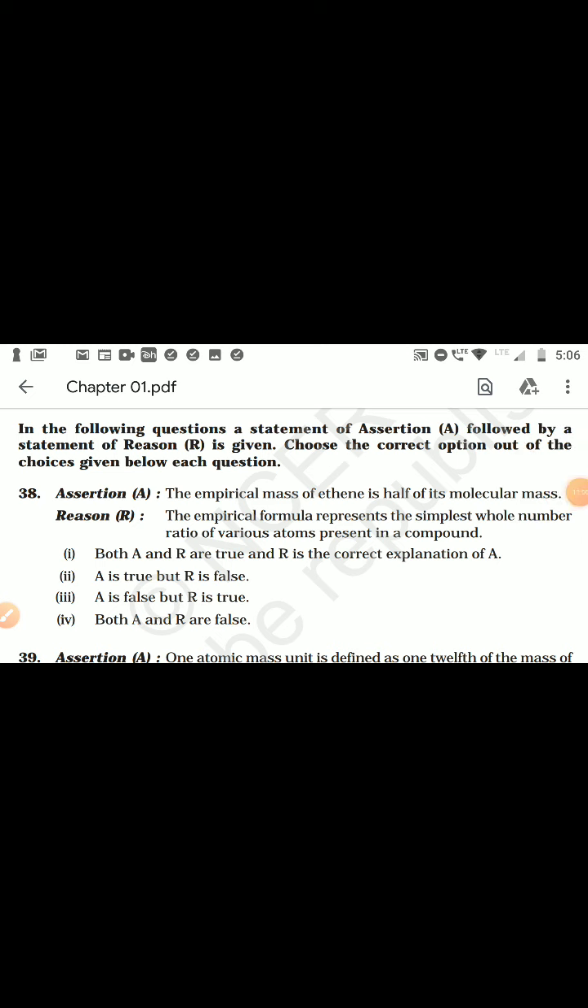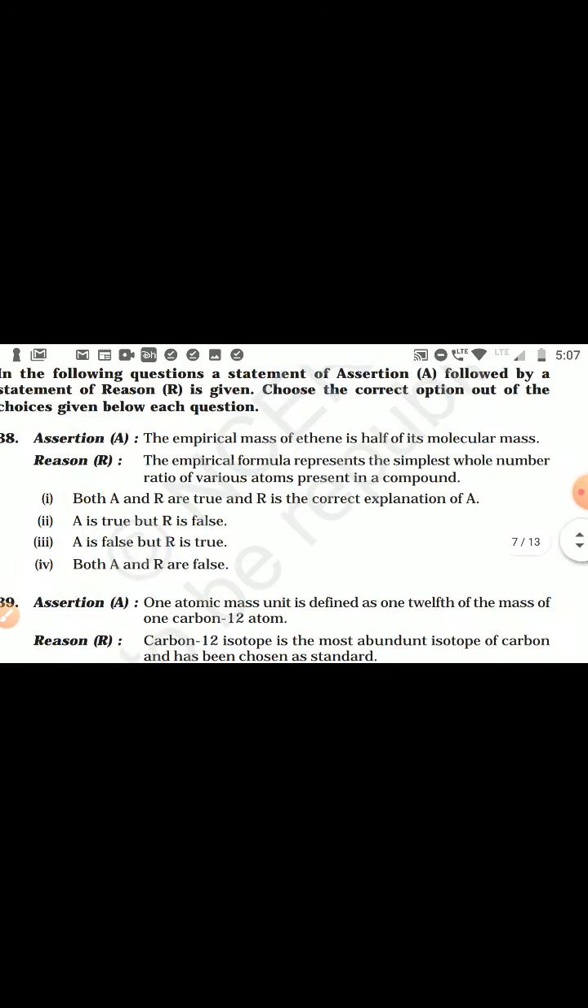In the following question, the statement of assertion A is followed by the statement of reason R. Choose the correct option out of the choices given below each question. So the assertion is: the empirical mass of ethene is half of its molecular mass, and the reason is: the empirical formula mass represents the simplest whole number ratio of various atoms present in a compound.